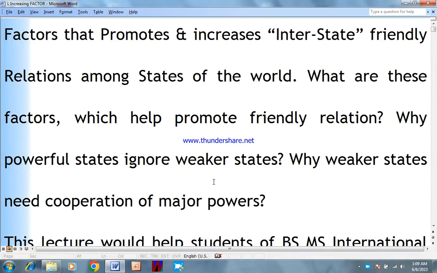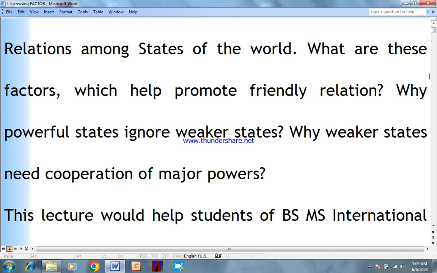This is the second part of the first lecture. The factors that promote and increase interstate friendly relations among the states of the world. What are these factors which help promote friendly relations? Why do powerful states ignore weaker states? Why do weaker states need the cooperation of major powers?